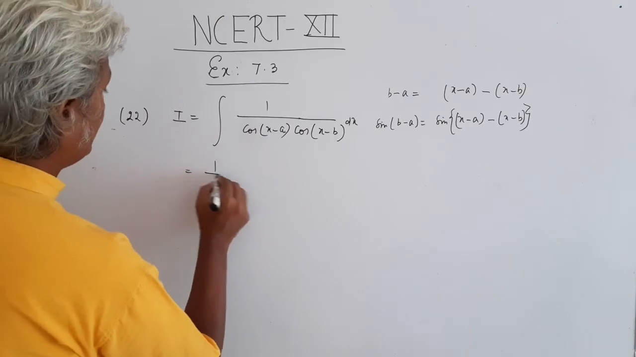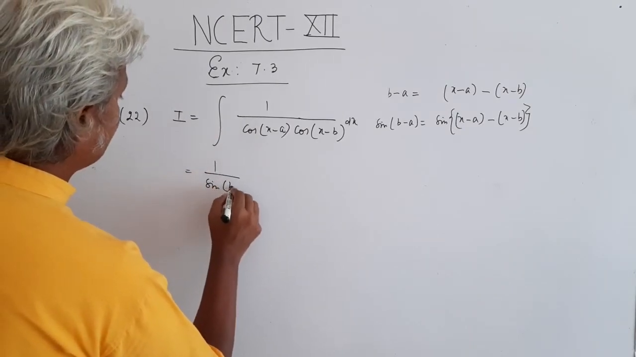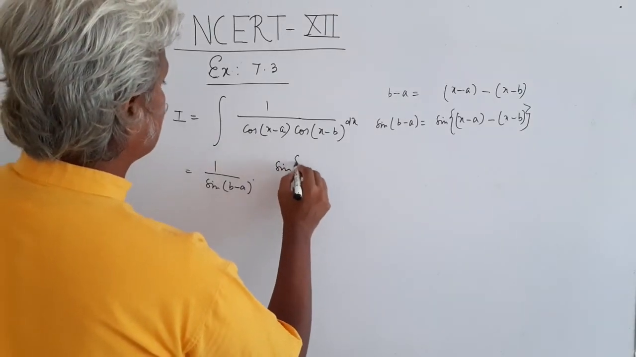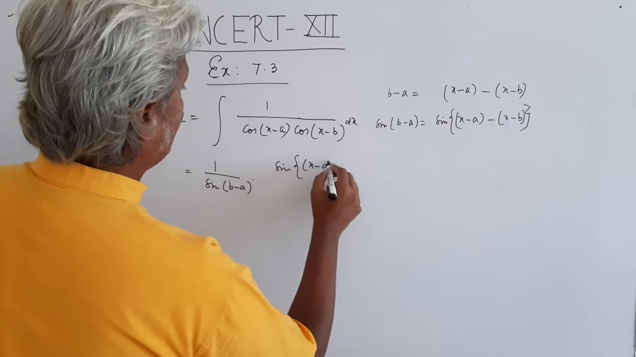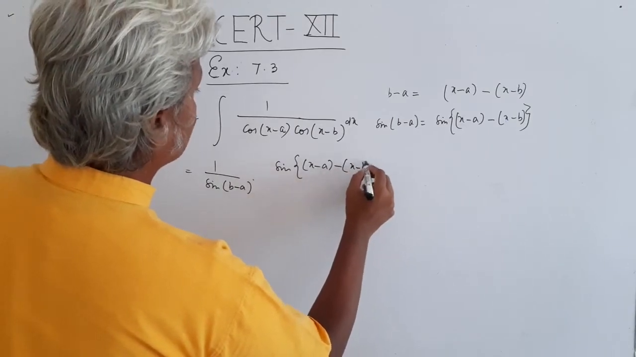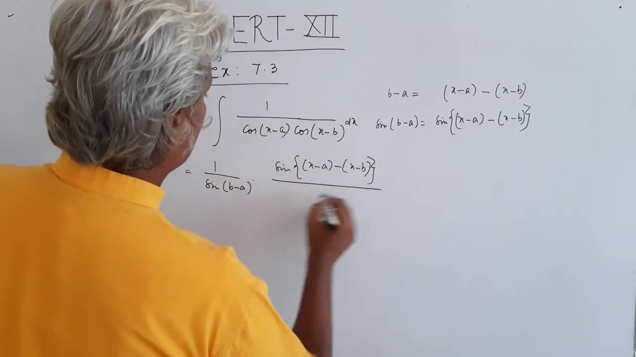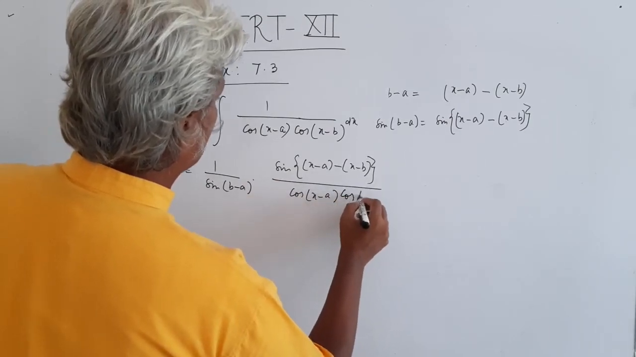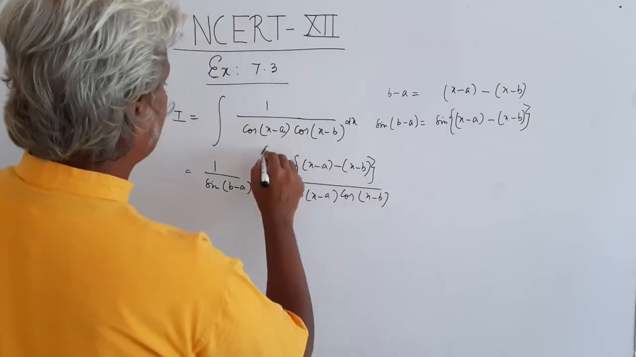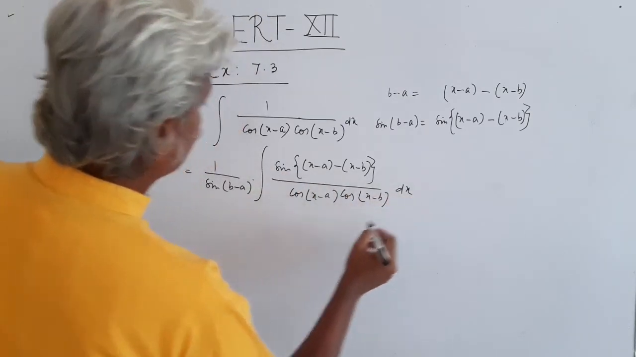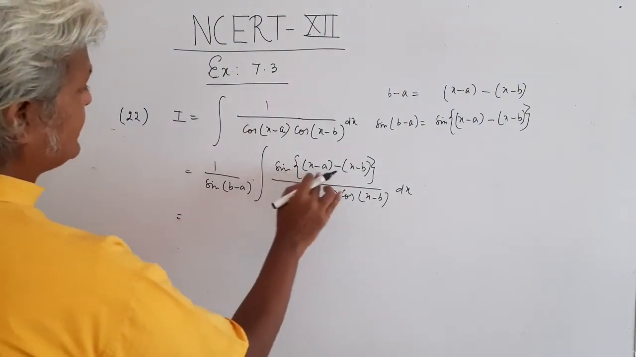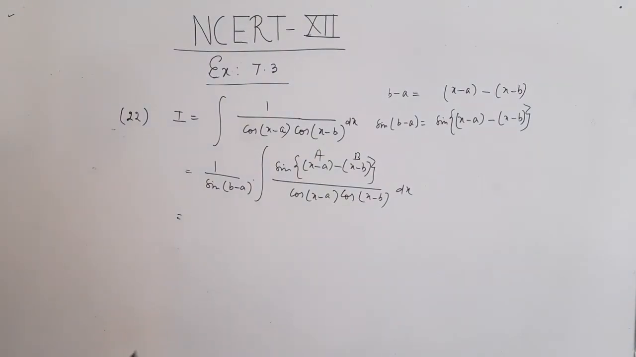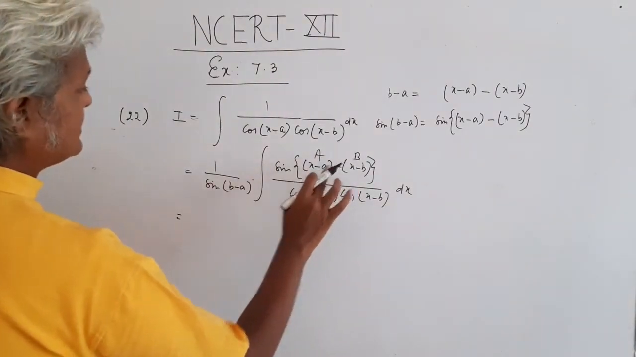So I write 1 over sin(b − a), and here in the numerator I'll write sin((x − a) − (x − b)) upon cos(x − a) cos(x − b), integration dx. Now I expand. This is sin(a − b), this is my a and this is my b. So I have sin a cos b − cos a sin b, because minus is the sign in between.